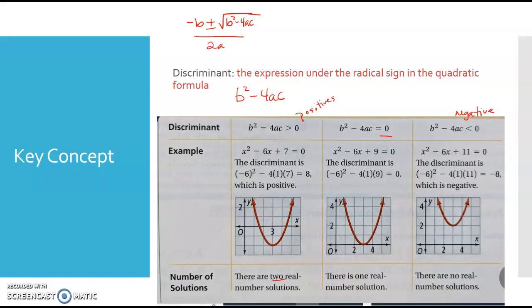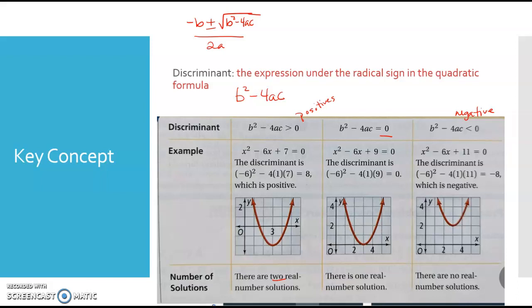But if it's positive, we can find a solution, and we would have both that positive and the negative of it, right? If it's 0, then our opposite b plus 0 will be the same as opposite b minus 0. They're both going to be the same thing. And then if it's negative, we can't figure out the square root. And so that's why that correlates with each of these, and why we really only focus, when we're doing the discriminant to figure out how many solutions we would have, on what's inside the square root.